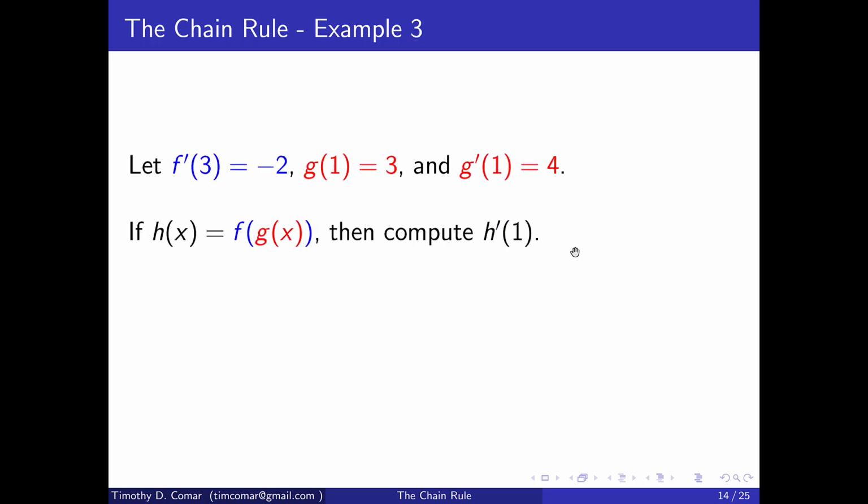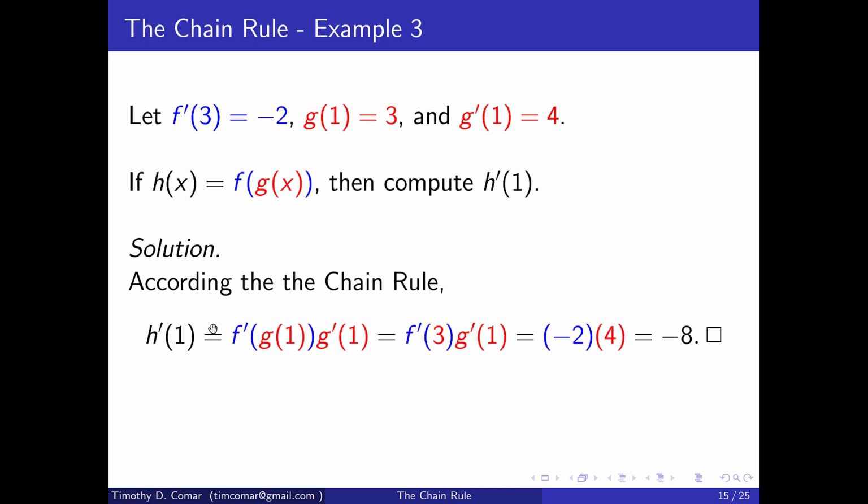The next example we're going to look at is completely numerical over here. And if you want to give yourself a chance to try this yourself, you can pause the video for a moment, and I will continue. So here, we're going to let f prime of 3 be negative 2, g of 1 be 3, and g prime of 1 be 4 here. So if h is the composition of f and g, then let's compute the derivative of h at 1.